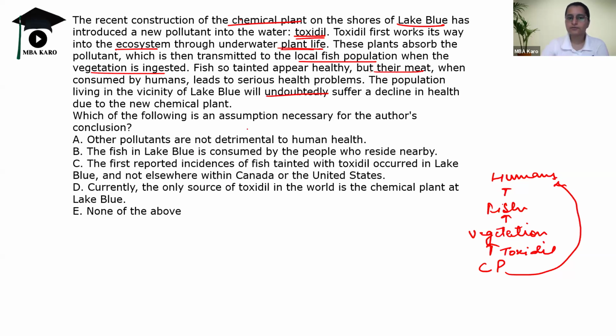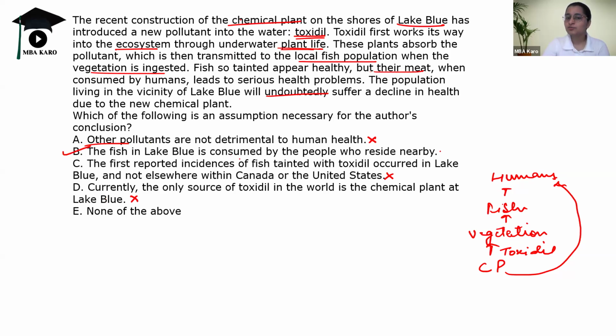Now we have to find which of the following assumptions is necessary for the author's conclusion. This is the conclusion. Option A says other pollutants are not detrimental to human health. We are only talking about toxidil. Fish in Lake Blue is consumed by people who reside nearby. This could be one thing. Next is first reported incidences of fish tainted with toxidil occurred in Lake Blue and not elsewhere within Canada or United States. Not supporting our statement. Next one says currently the only source of toxidil in the world is the chemical plant. We do not know about other sources available in the world, not given to us in the question. So this particular assumption will not support our statement. Ruling this out. Correct answer simply B.